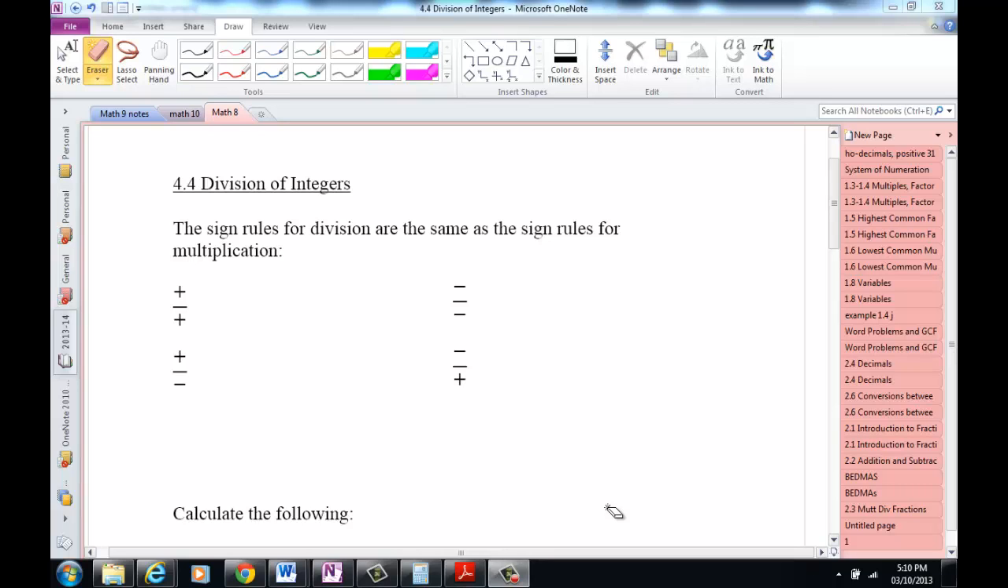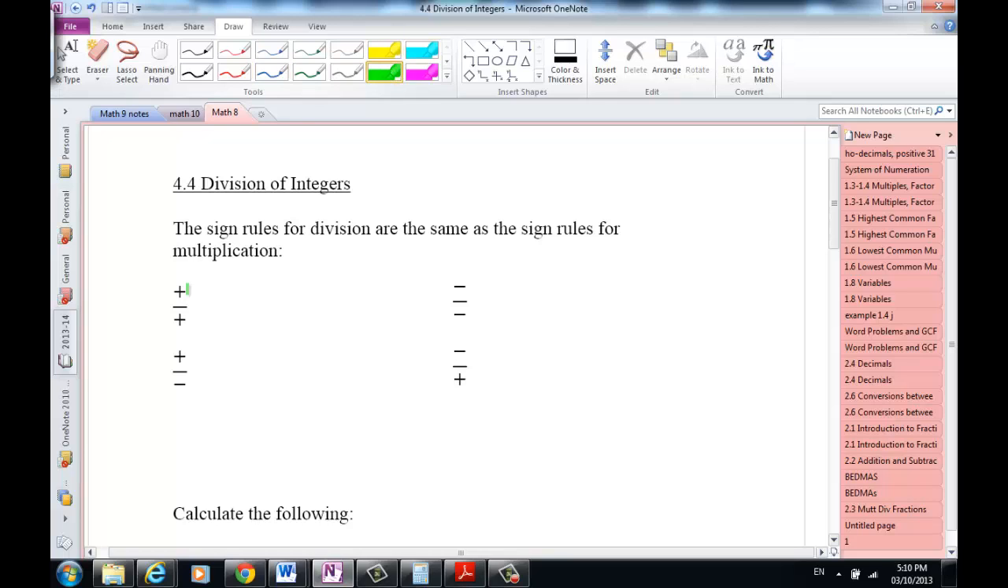So today we're doing our third lesson with integers. We are looking at section 4.4, which is a little bit weird, but we just need to start off with looking at our division rules. And in fact, they're actually the same as the multiplication rules, which is really nice.